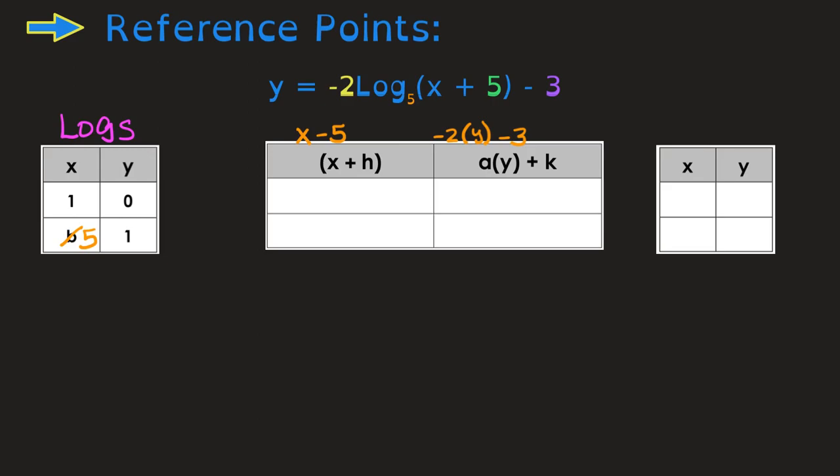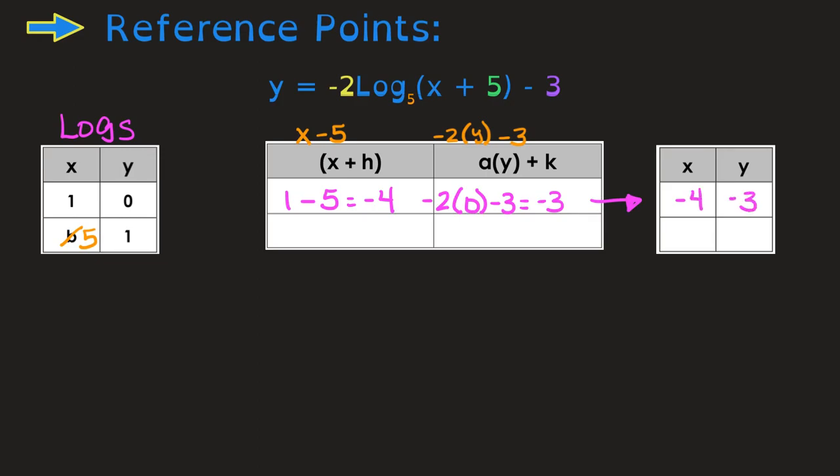So starting with our first point, 1 comma 0, the x value is 1. So I'm going to plug in 1, and then I'm going to bring down my minus 5, which equals negative 4. Then I'm going to take my a value, which we already decided was negative 2, parentheses, my y value is 0, so I'm plugging that in, and then minus 3 for k. So negative 2 times 0 is 0, minus 3 would be negative 3. So my new coordinate for my reference point would be negative 4 for x and negative 3 for y.